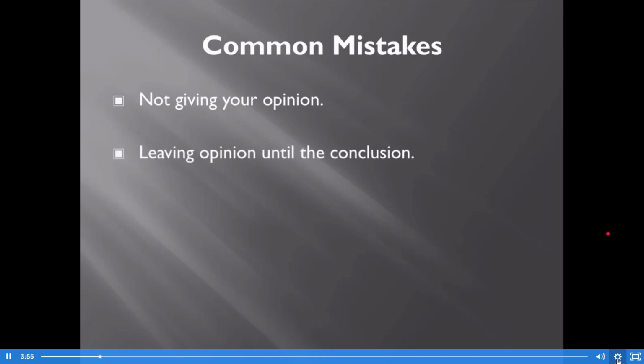What students often do is they will leave their opinion until the very, very end. So they will write a very vague introduction, and they will discuss many things in the main body paragraph, and then they will clearly state their opinion right at the end in the conclusion. Remember that your opinion needs to be clear throughout the essay, so do not leave it until the conclusion.